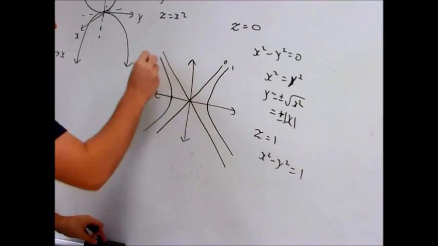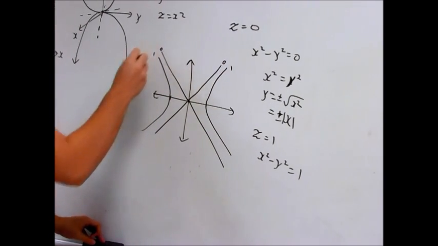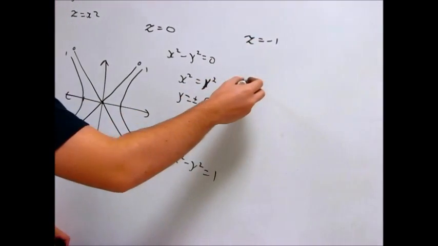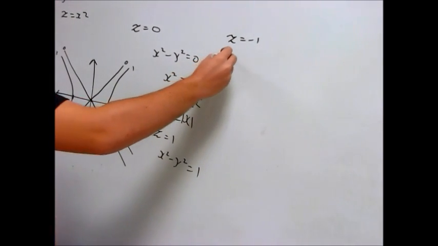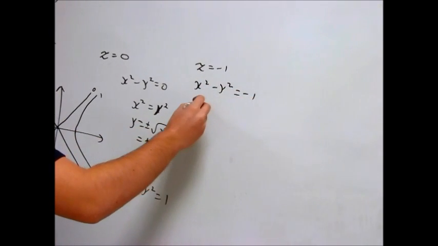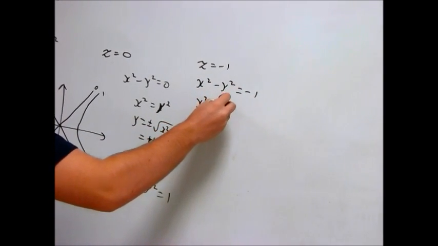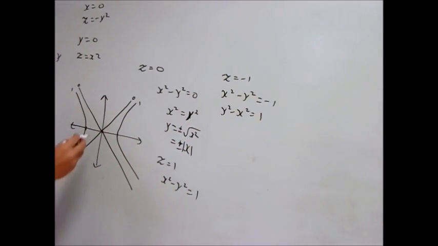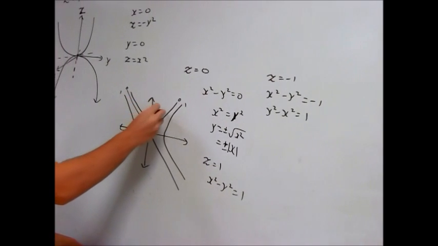This is a 1.0 still. Similarly, if we have z equals negative 1, we have x squared minus y squared equals negative 1, or y squared minus x squared equals 1. Multiply both sides by negative 1, which is another hyperbola going this way.